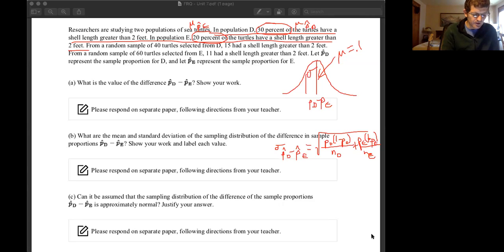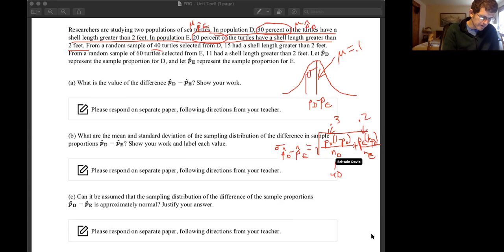I really don't want to plug all those values in, but the same values right here, it'd be 0.3 would go in for P sub D, 0.2 would go in right here. And these values would come from the sample. So when we were looking at D, we had 40.